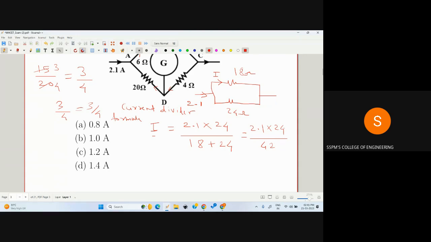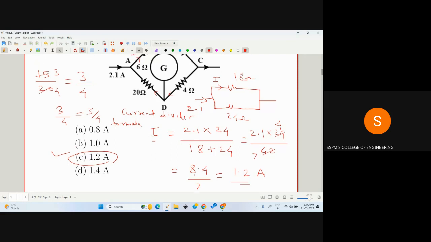You know, 6 fours are 24 and 6 sevens are 42. It becomes 8.4 divided by 7. 8.4 divided by 7: 7 ones are 7, remainder is 1.4, 7 twos are 14. So the answer is 1.2 ampere. The current flowing through the 15 ohm resistor is 1.2 ampere. So option C is the correct option.